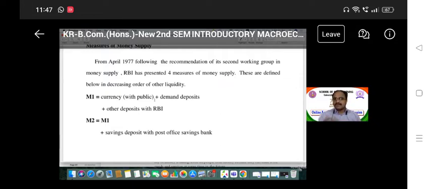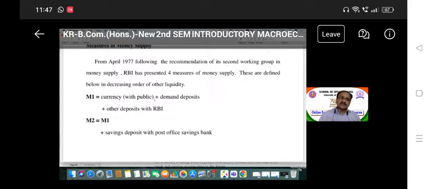Demand deposit means the deposit which we can withdraw on demand. Whenever you want to withdraw, on the basis of demand, you can withdraw it. That is unlike fixed deposit, recurring deposit, term deposit, and different deposits with banks and post offices. So here demand deposit means the different deposits held.